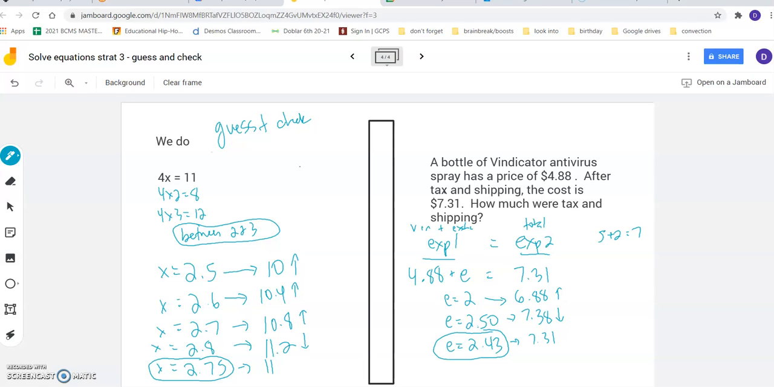So now you've got 3 strategies in your toolbox. I'm going to show you a 4th strategy next time. Now we've got common sense. Sometimes you can just look at an equation and figure it out. We've got the visual strategy, and now we've got guess and check. All 3 great strategies for solving variable equations.